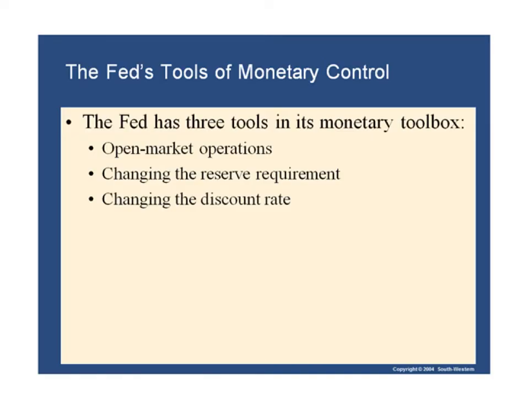Today we're going to talk about the three tools that the Federal Reserve has in their toolbox. These are the three ways in which they control the money supply in our economy. The first is through open market operations. The second is by changing the reserve requirement. And the third is by changing the discount rate. I'm going to go through all three in detail.